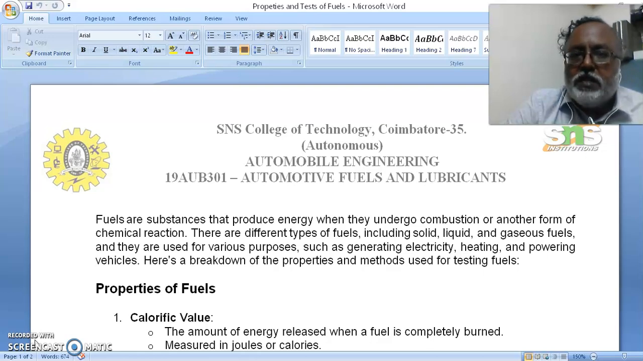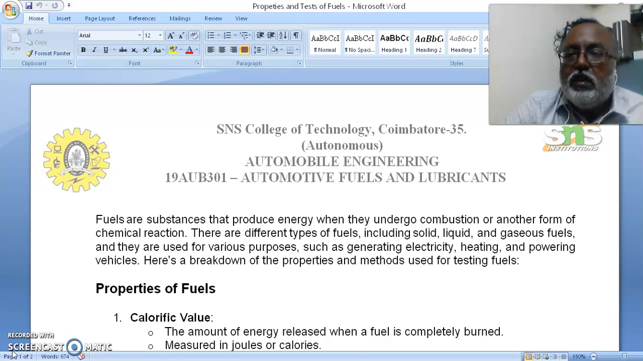Fuels are the substances that produce energy when they undergo combustion or another form of chemical reaction. The fuels are of different types and different forms, including solid, liquid as well as gaseous.